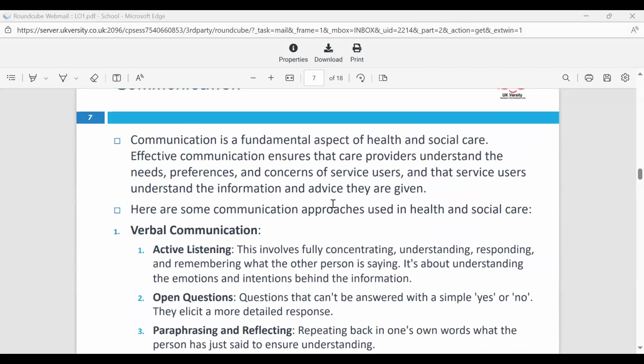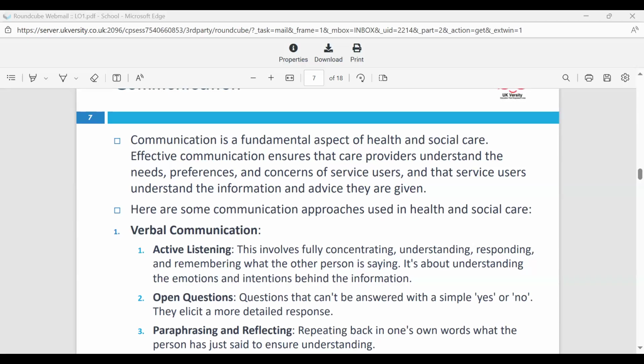So we've got communication and we've got different types of communication. Like they mentioned in the video, communication is really important when it comes to elements of sending or receiving information. In health and social care, it ensures that care providers understand their needs, their preferences and things like that. We've got types of verbal communication. There are some approaches that are used. Verbal communication is the one that was also mentioned in the video.